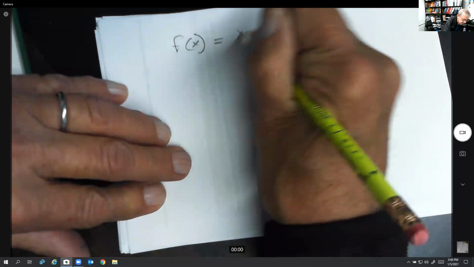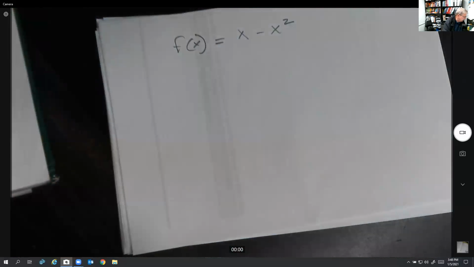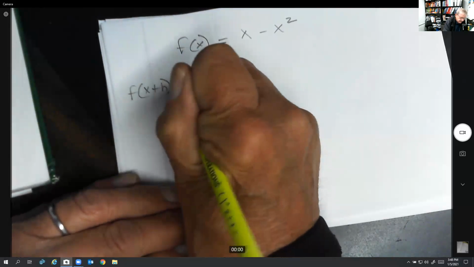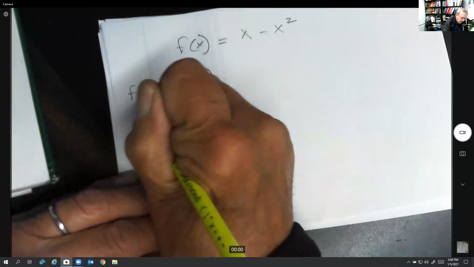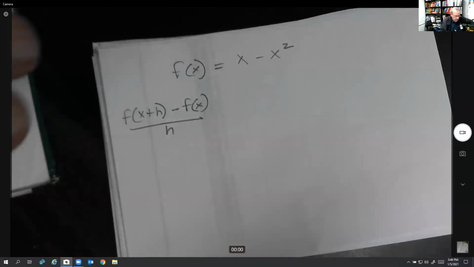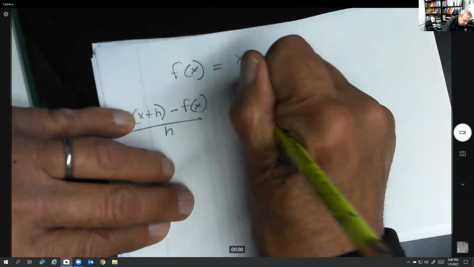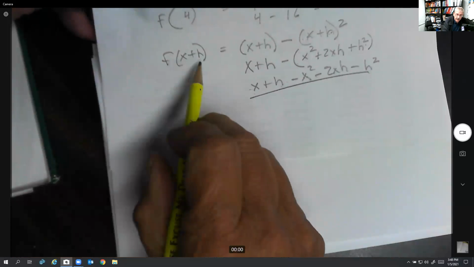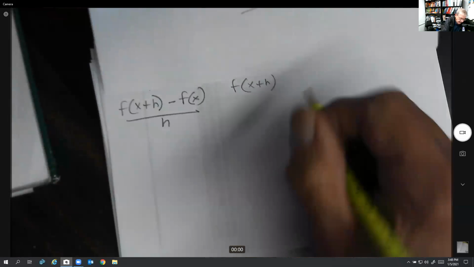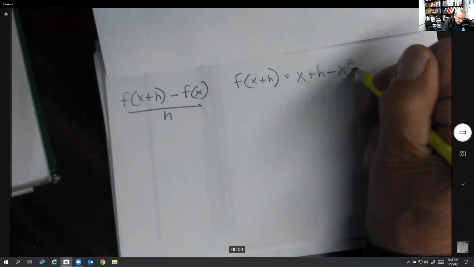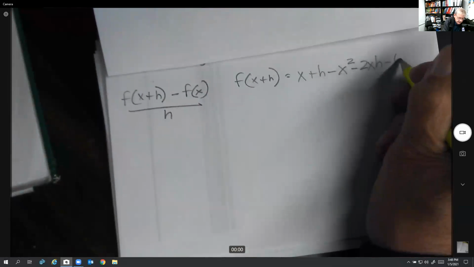It was x minus x squared. And we're going to replace it with, let's see, we want to figure out what f of x plus h minus f of x divided by h is. So first thing we're going to do is put in our f of x plus h. Now we just did that a second ago. We just put in the f of x plus h right here. Remember? And we got x plus h minus x squared minus 2xh minus h squared.